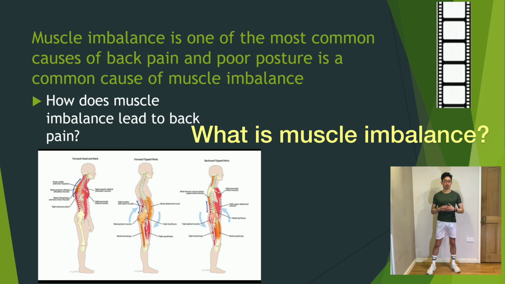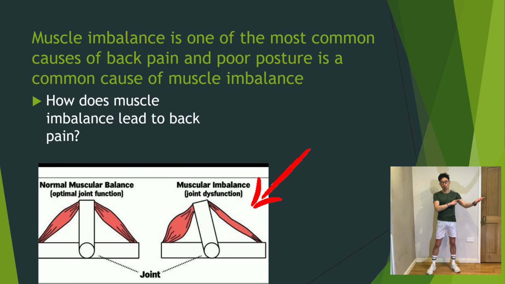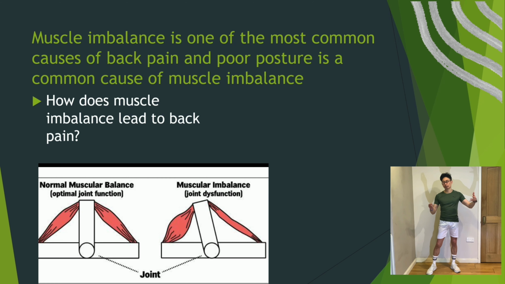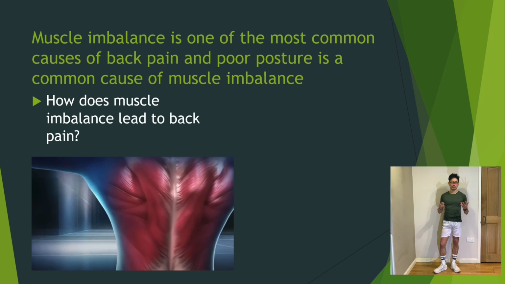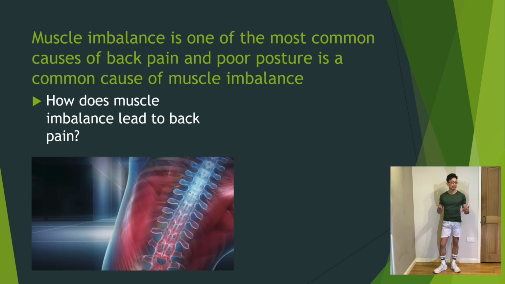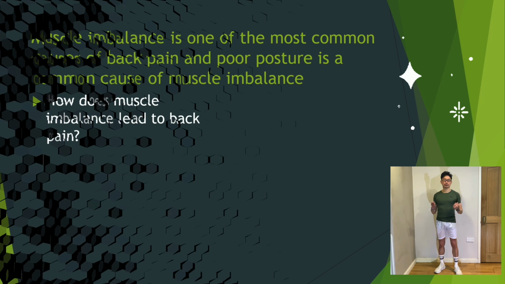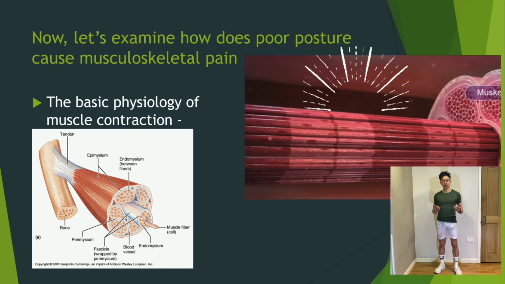So first of all, what is muscle imbalance? Put simply, when muscle is stronger on one side than the other side, you have muscle imbalance. Muscle imbalances lead to muscle dysfunction. Basically, it means that there is no pathology, but the muscle is not contracting properly or applying the right amount of force during contraction.